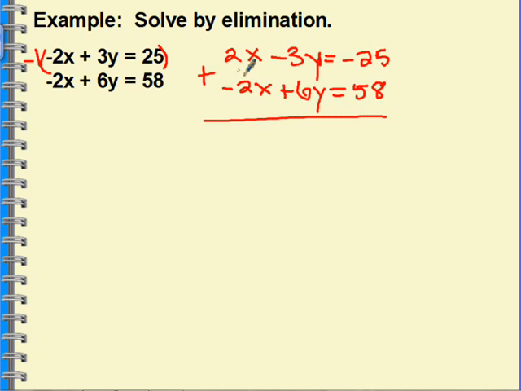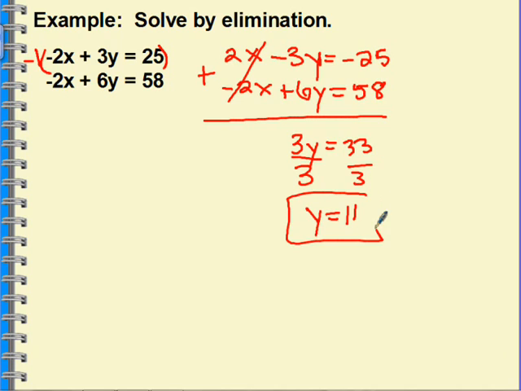We add them together. X terms cancel. Negative 3y plus 6y would give me positive 3y. Negative 25 plus 58 would be a positive 33. Now I would just divide by 3 to solve for y, so y equals 11.